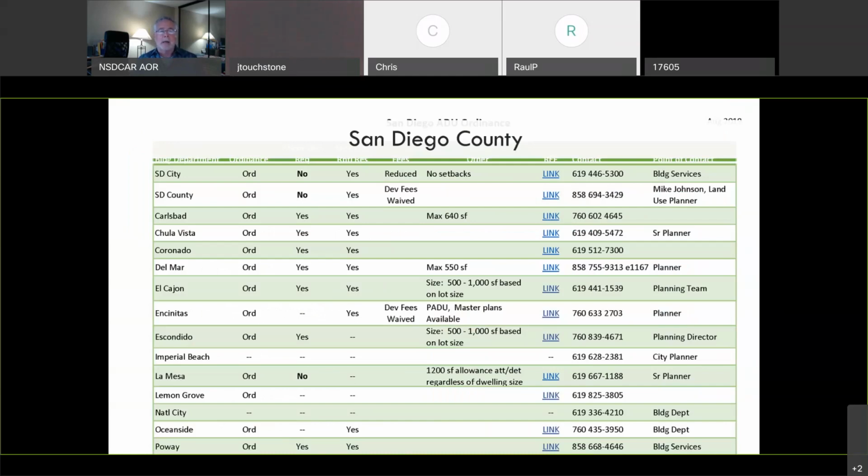I was tracking all of the local building departments in San Diego County. You can see some of them, like the coastal ones, had some maximum restrictions on sizes. Some other locations determine the ADU size based off the lot size. So I was tracking all of that.